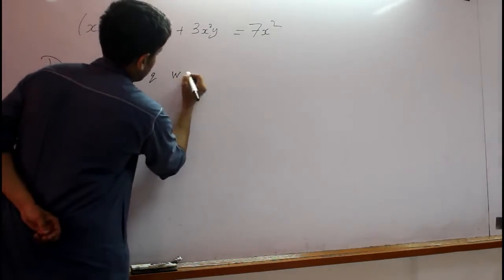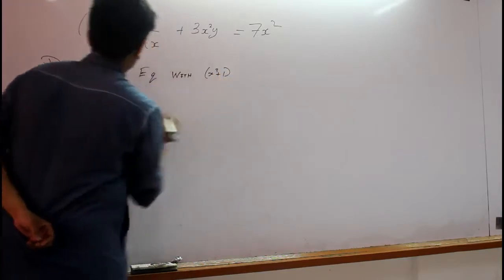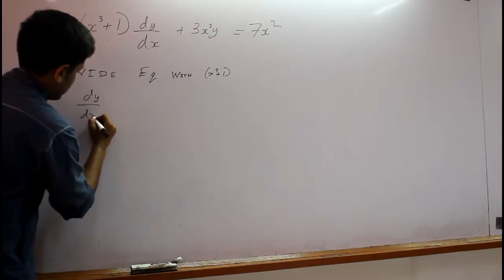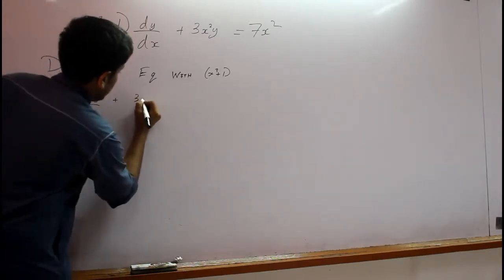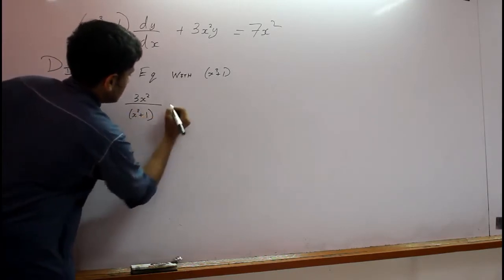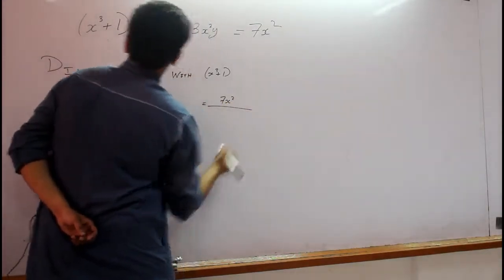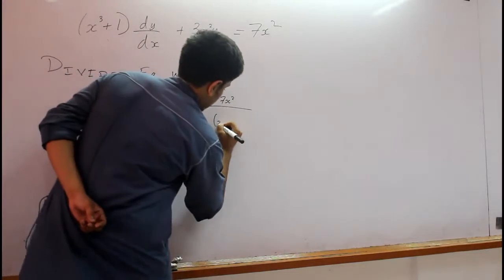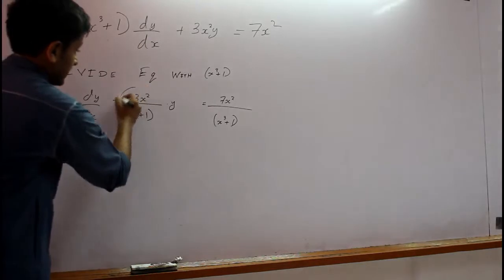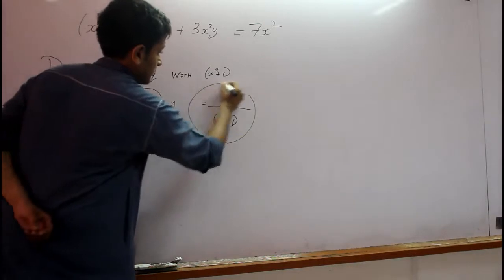Dividing the equation by x cube plus 1: dy over dx plus 3x square over x cube plus 1 dot y equals 7x square over x cube plus 1. This thing is p, this thing is q.